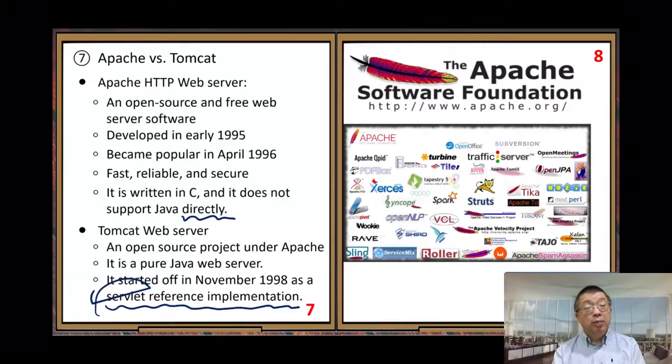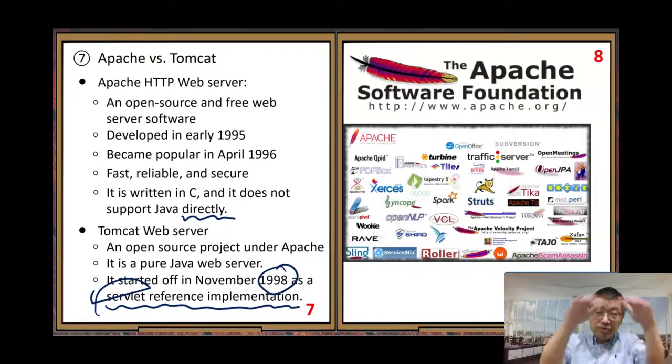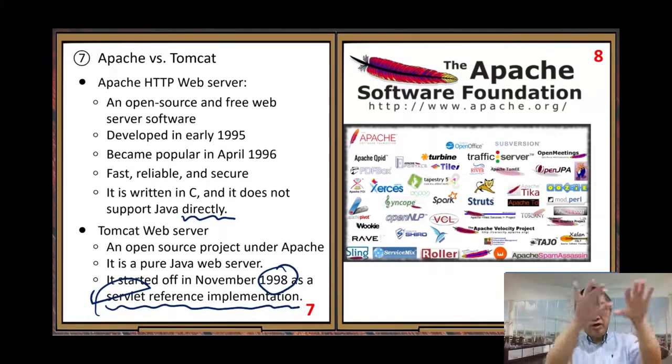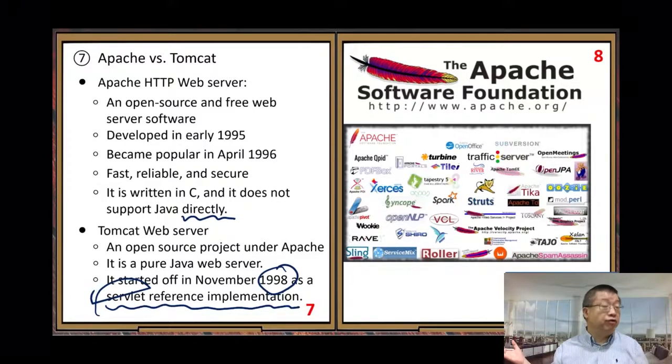But at that time, 1998, the servlet technology was created first as a document, as a servlet technology specification. There was no proof of it. So people needed to create a demo, showing the community this technology was really working. So that's the reason Tomcat was created at that time.